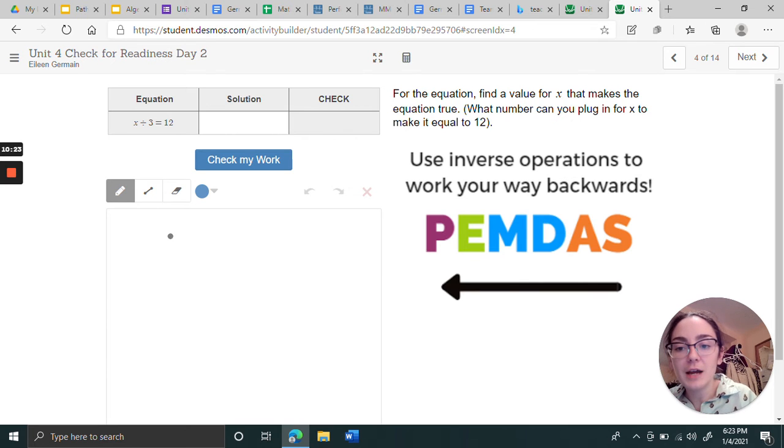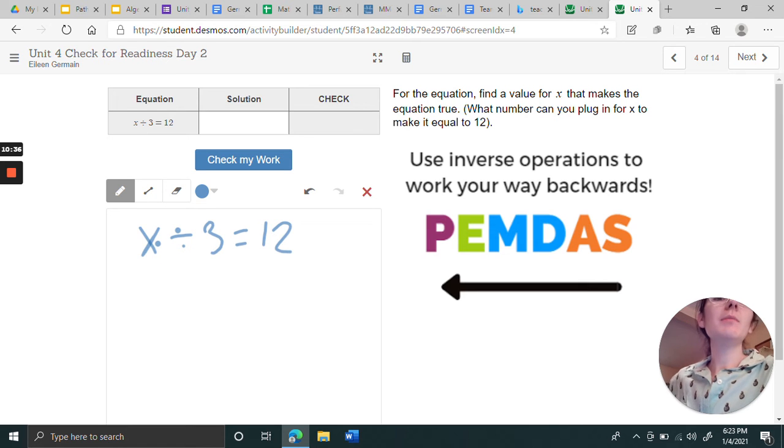So right here, we have x divided by 3 is equal to 12. How do I isolate or get that x by itself? I want you to take 1 minute right now to solve this guy here. Put your answer in the box and check your work if you need to.